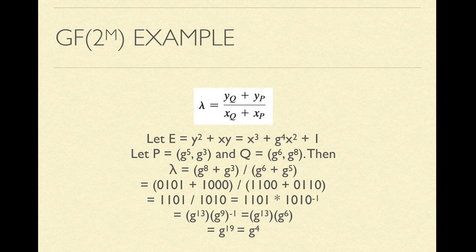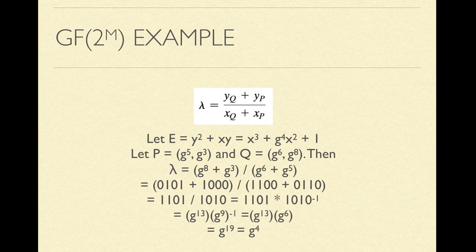So that's g^8 plus g^3 divided by g^6 plus g^5. Just using our chart we solved before, g^8 is 0, 1, 0, 1, g^3 is 1, 0, 0, 0, g^6 is 1, 1, 0, 0, g^5 is 0, 1, 1, 0. And remember, addition in GF(2^m) is just an XOR. So we do a bitwise XOR to solve these additions, and we get 1, 1, 0, 1 divided by 1, 0, 1, 0.